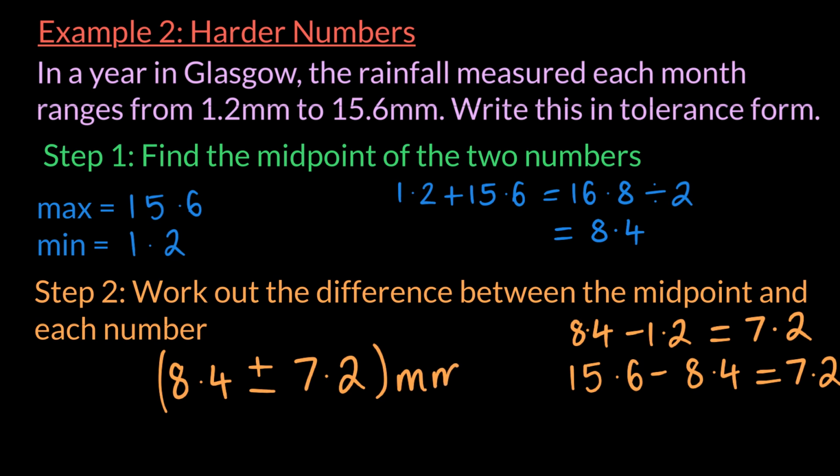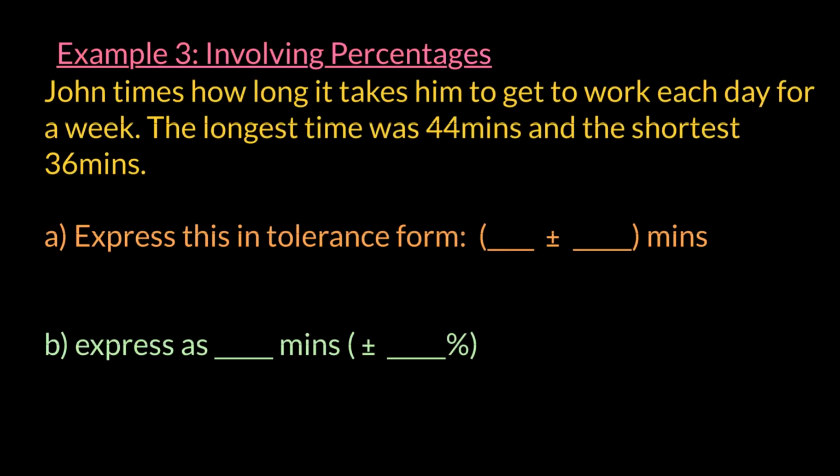And our units are millimetres. And remember our third step, to check. And we would check that 8.4 plus 7.2 does give us 15.6, which it does, and that 8.4 minus 7.2 does give us 1.2. So we know that we've got the right answer.